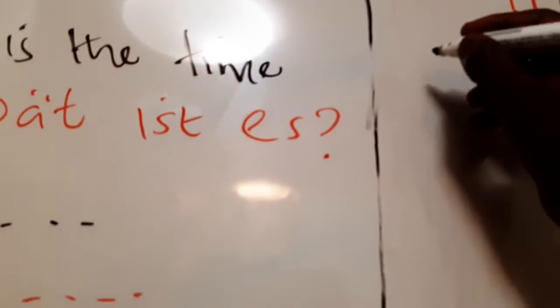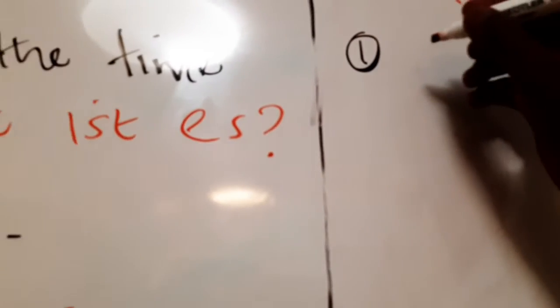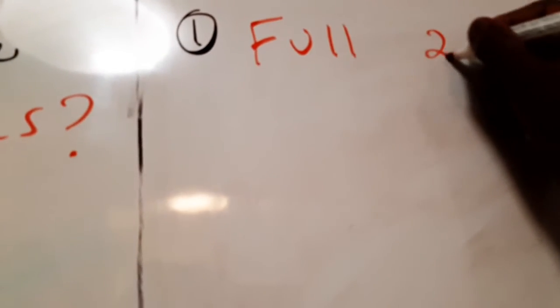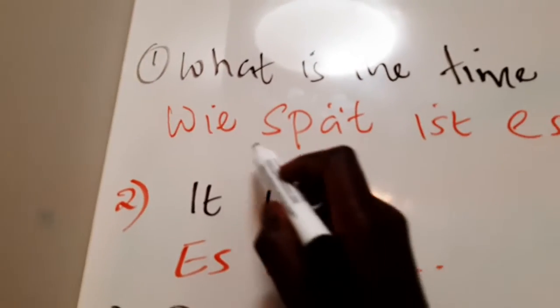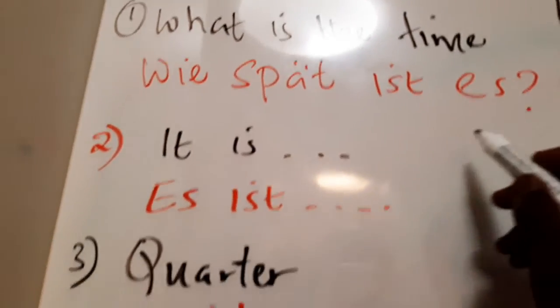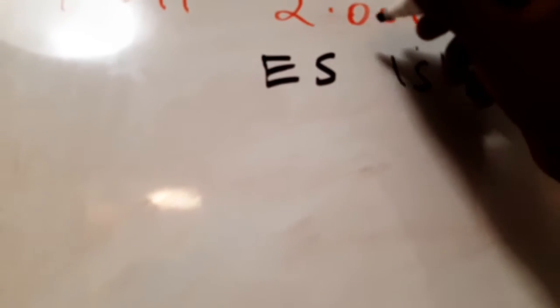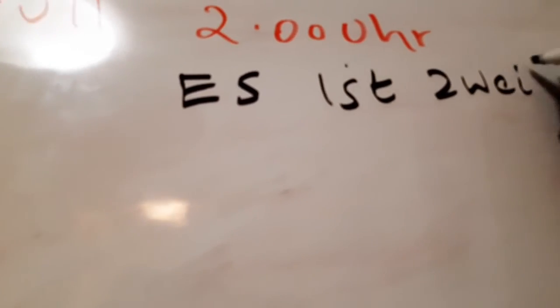Okay, so the first one is, if it's a full hour, for example, let's say 2 Uhr, then if someone asks you, for example, what is the time, that is wie spät ist es, then you answer by saying it is, which is es ist. So you say es ist, because it's a full hour, so you say 2 Uhr.